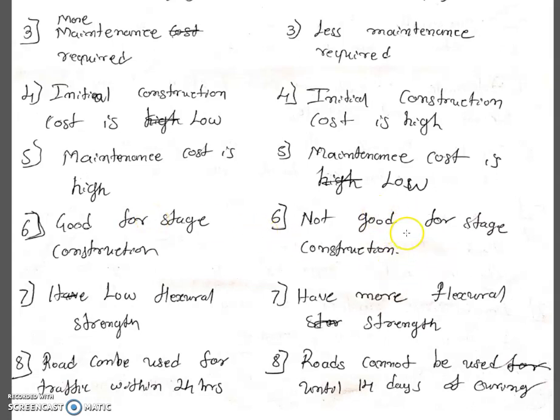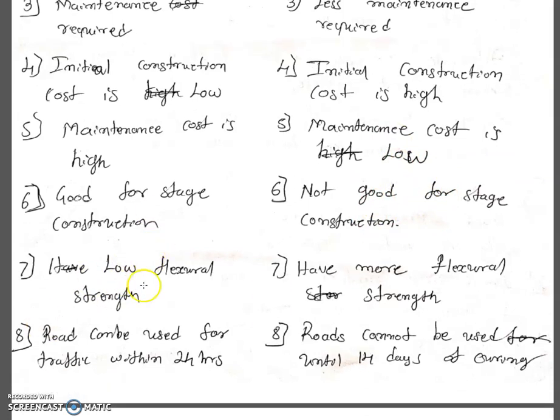But for rigid pavement, whatever the thickness is, even if it is 200 mm, we cannot construct 150 mm because it is the slab thickness. Whatever the designed thickness is, we have to construct in a single stage. Here, as I've already told, it is the low flexural strength. We do not use any reinforcement, so the flexural strength will be less. Here the flexural strength will be high.